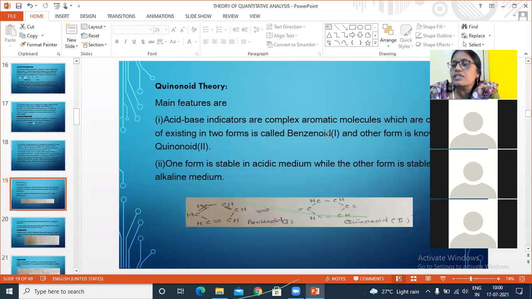Next, the second theory is the quinonoid theory. What is the quinonoid theory? Once again, it is in two forms: one is the benzenoid form and the other one is the quinonoid form.